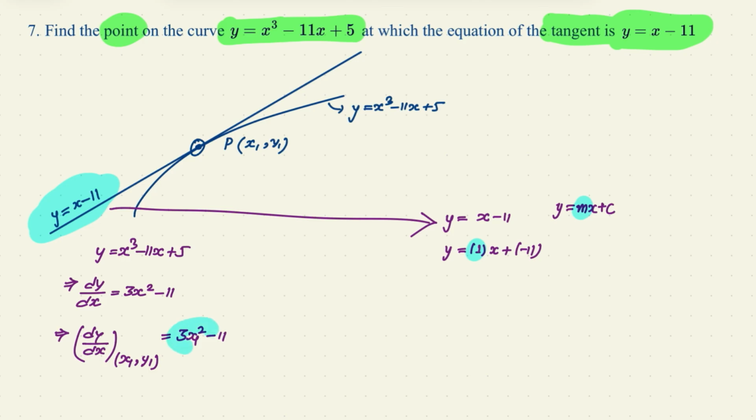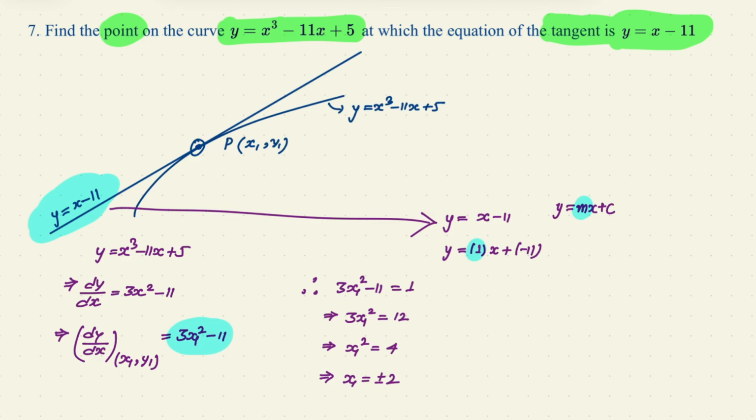From here we got the slope of the tangent as 3x1 square minus 11. That means this 3x1 square minus 11 must be equal to this 1. Therefore, the slope of the tangent, that is 3x1 square minus 11, which we got from the derivatives, must be equal to the slope of the same tangent which we got from the concept of geometry, that is 1. So from here we got the value of 3x1 square equals to 11 plus 1 is 12, and hence the value of x1 square will be 4, and the value of x1 will be plus minus of 2.